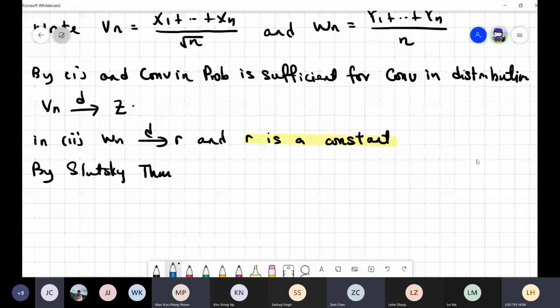Dr. Lu, before that, a question: for the statement by 1 and convergence in probability, why is that statement necessary for this solution? Because in 1, we already show that it's convergent in distribution, right? No, we are actually... Oh, no. I think, sorry. Yes.